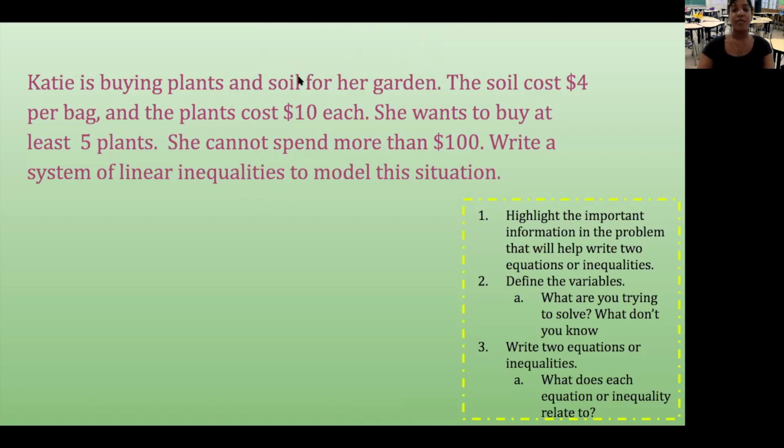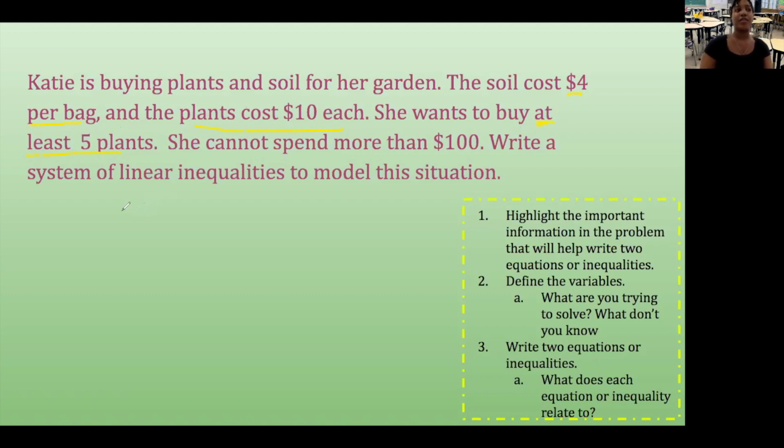So for example, the soil that she's buying costs $4 per bag. We know this problem is about soil and plants, so let's highlight information about the price of them. So soil is $4 a bag and plants cost $10. She wants to buy at least 5 plants. At least is the key word.